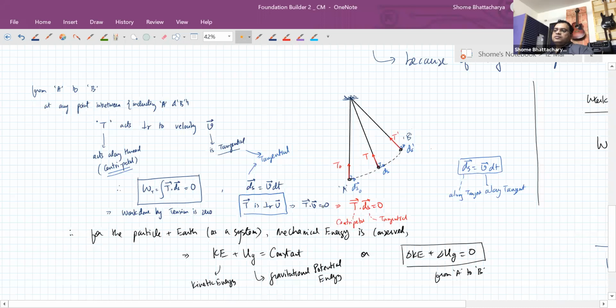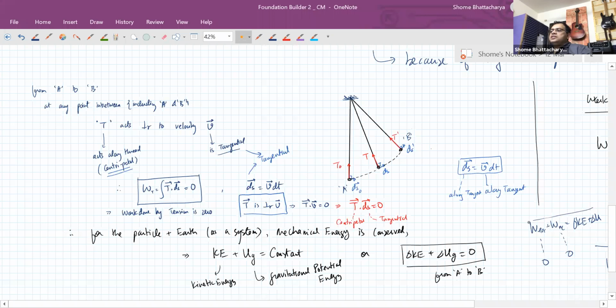So now in this system, mg is our internal conservative force and tension is not doing any work. That means there is no work done by external force. Your general equation of work energy theorem is that work done by external plus work done by non-conservative is change in kinetic energy plus change in potential energy. So in this case, external force is not doing any work. Tension is not doing any work. There is no non-conservative force like friction.